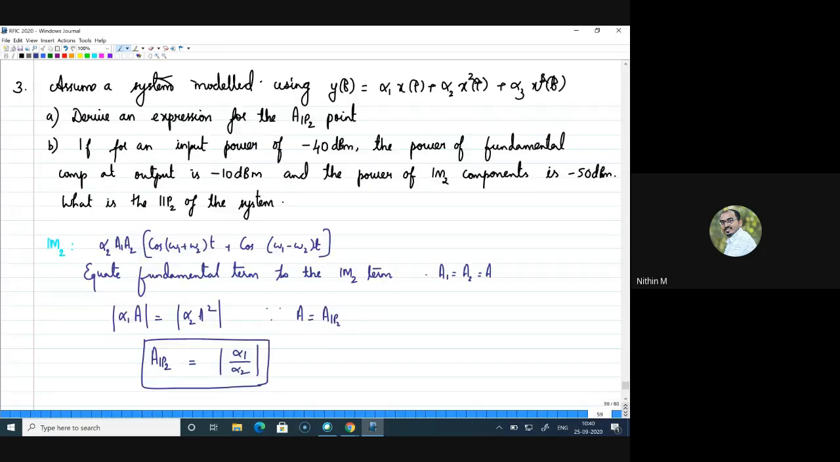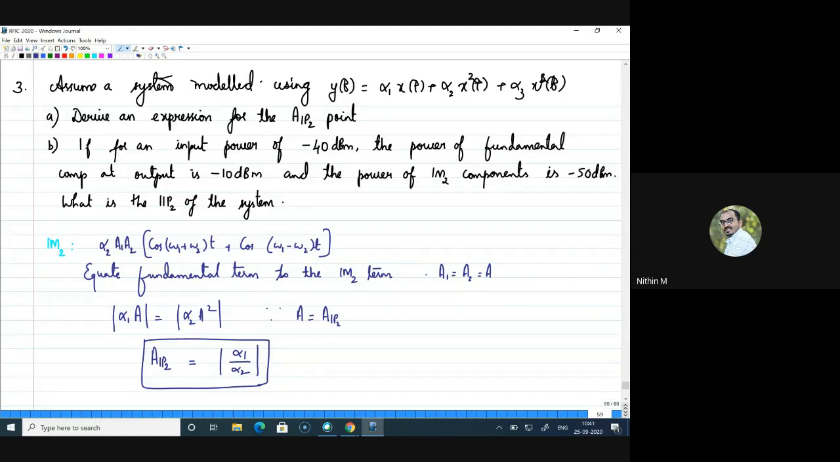So can you try graphically to solve this? Graphically in the sense, from the transfer curve, I'm just giving you a hint. The transfer curve has input power on one side and output power on the other side. So we know for input power what is the fundamental and what is the IM2 product. And one more thing we know: the fundamental will go with a slope of 1, and this IM2 will go with a slope of 2. So with that, graphically can you obtain the value of AIP2?